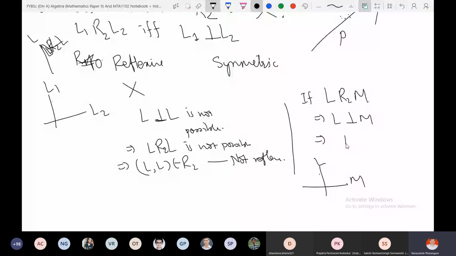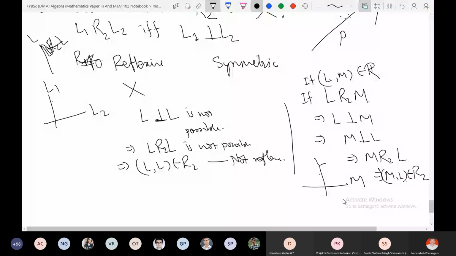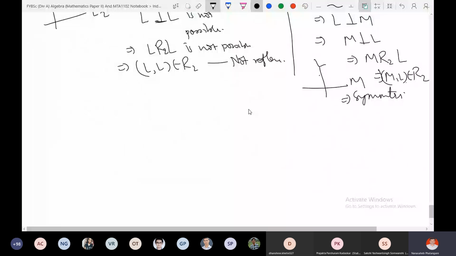That means M is perpendicular to L, and therefore M is related to L with respect to this relation, and therefore the pair M comma L is in R2, right? So if L comma M is in R2, then we get that M is also related to L, therefore symmetric. So this relation is symmetric but not reflexive. Fine. Now let me tell you one more example.